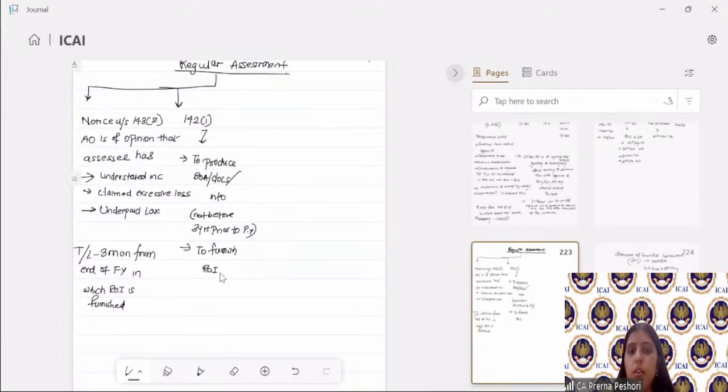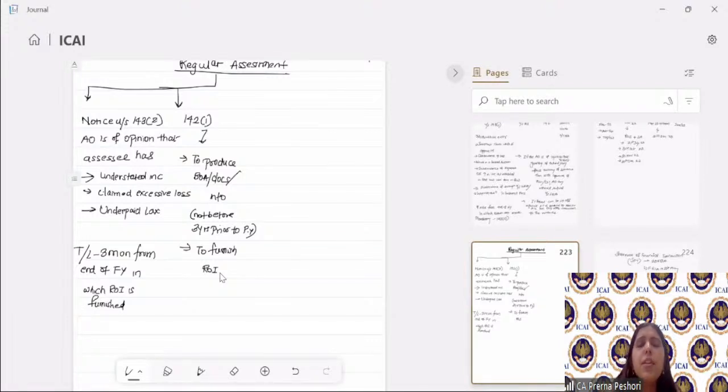So under 142, the AO can ask me to furnish the return of income. That is one thing. Or he can ask me to furnish any information. Clear? Now 142(1), what is the time limit? The Act does not provide any time limit for 142(1). So 142(1) can be issued at any time before the completion of the assessment. Before completing the assessment, the AO can issue any number of 142(1) notices for asking me the information. Is that clear?